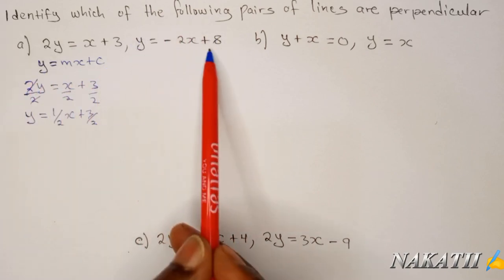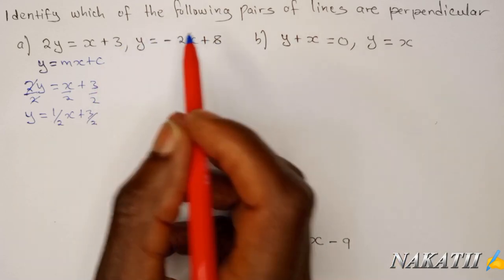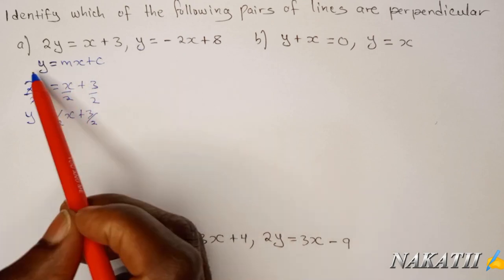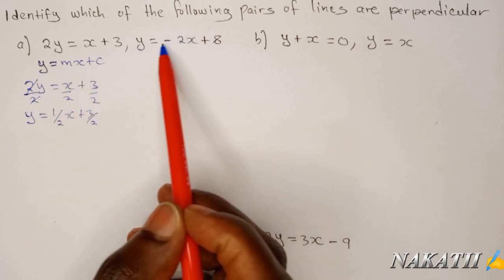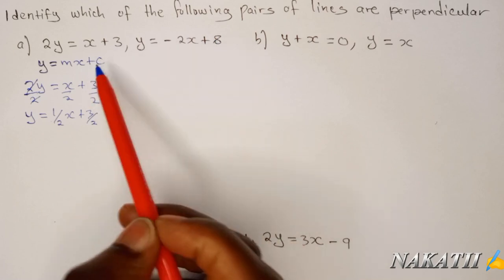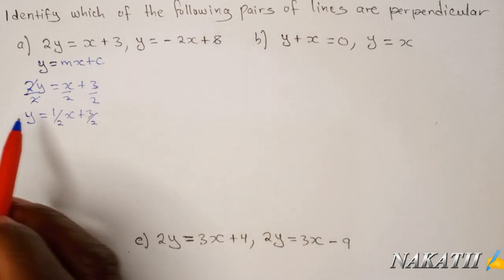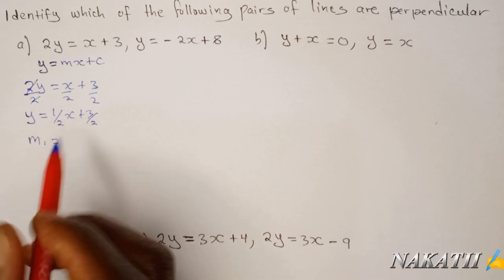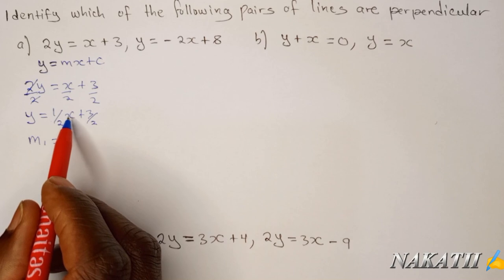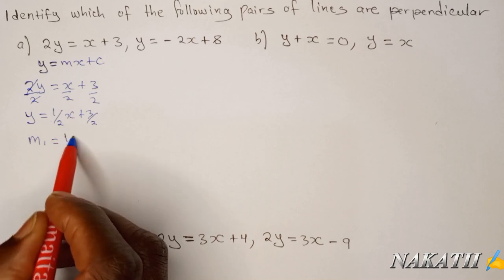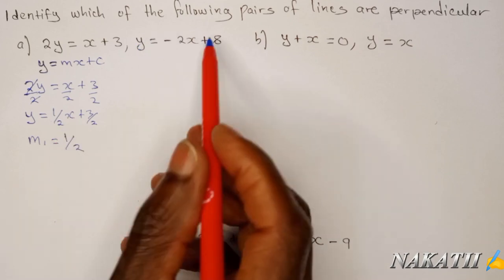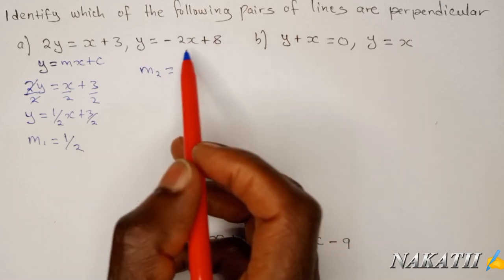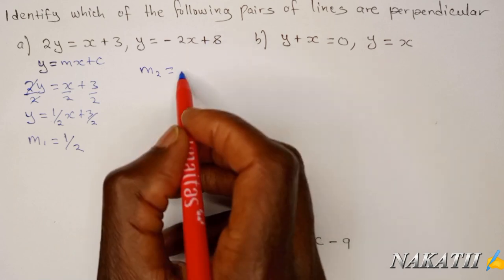Do the same with this one here. Arrange it in that form. Already it is in that form, because we only have y this side, then we start with -2x, followed by 8, which is the c. So from this one here, we can assume this is m1. The gradient of this one, let us call it m1, is whatever is in front of x, which is 1 over 2. Here, let us call it m2. Whatever is in front of x is -2.